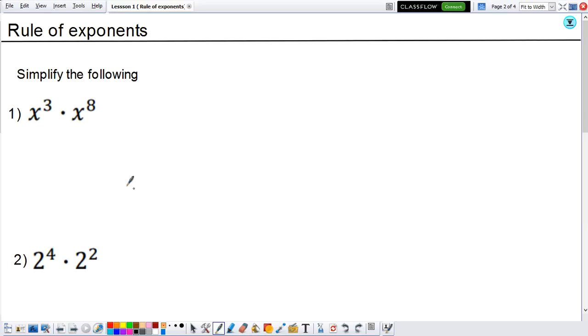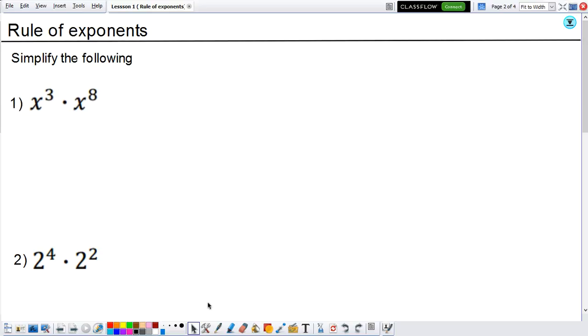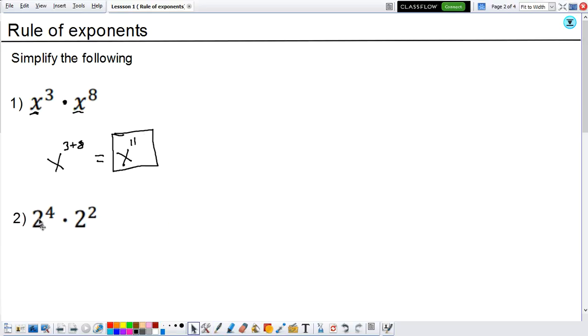So here's our first example here. Let's try to simplify the following. Now, notice that what you're really doing here is that you're multiplying. You have two expressions that are multiplying. Both of them have the same base. Both of them are x's. So what can you do with the exponents? According to the rule of exponents, you can have the same base, and then you can add the exponents. So now that becomes x to the 11th power. And that's pretty much it. If they're multiplying, you're going to add the exponents if they have the same base.